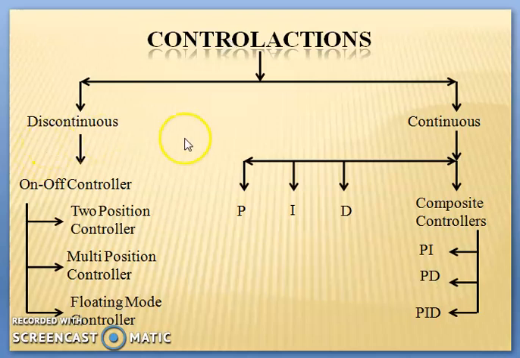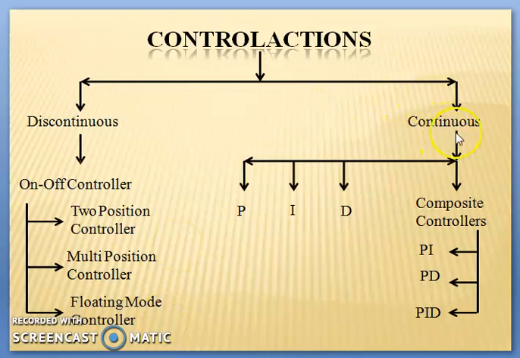So basically the control actions are divided into two parts, continuous control action and discontinuous control action. In discontinuous control action there is an on-off controller, and depending on the position, the on-off controller is further divided into two position controller, multi position controller and floating mode controller.